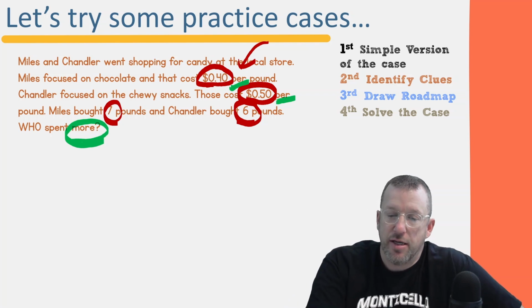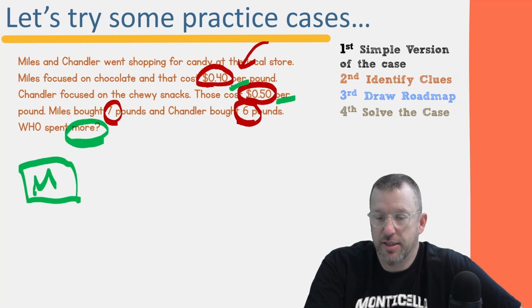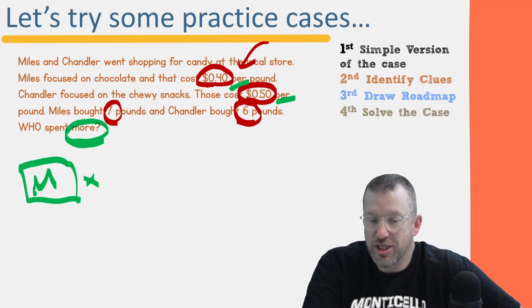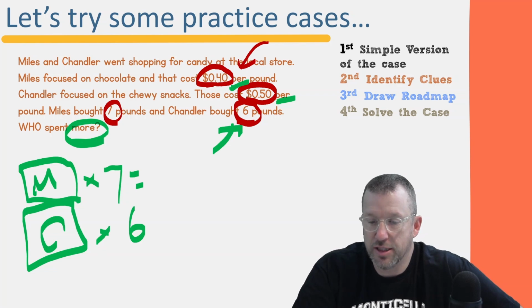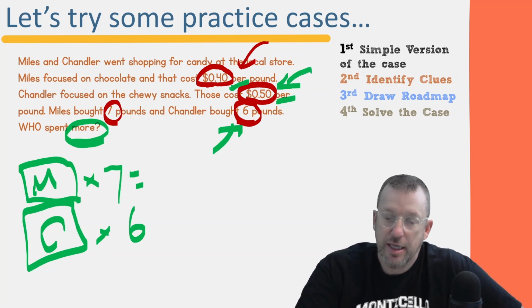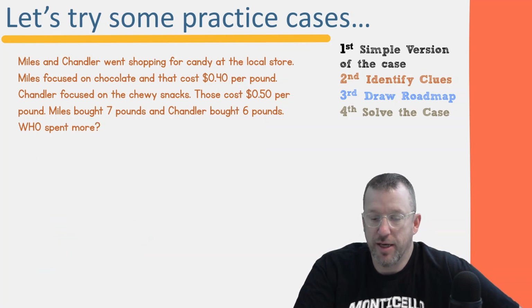So let's put that into a roadmap. We're going to take whatever Miles has, his amount of food that he bought. And since we know it's per pound, we're going to take Miles' candy and multiply it by what? Miles bought 7 pounds. We're going to multiply it by 7, right? Because we know it's 40 cents for that, and that's going to give us his total. And Chandler, we're going to take however much his candy cost and multiply it by 6, because Chandler bought 6, and it's per pound. You see how these roadmaps kind of work? And then the last thing we're going to do is go ahead and solve this.